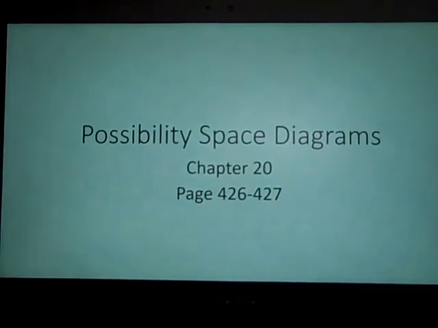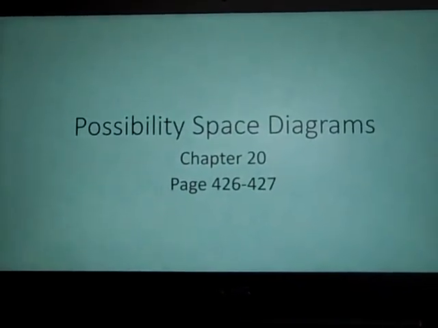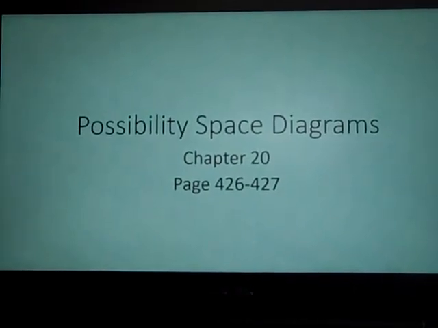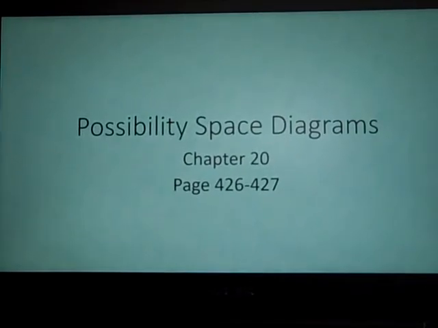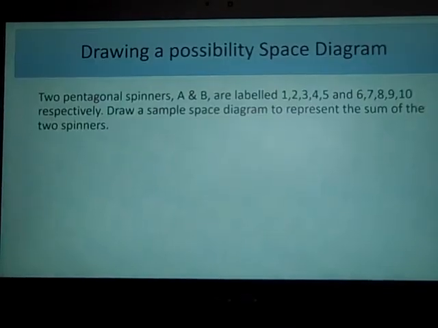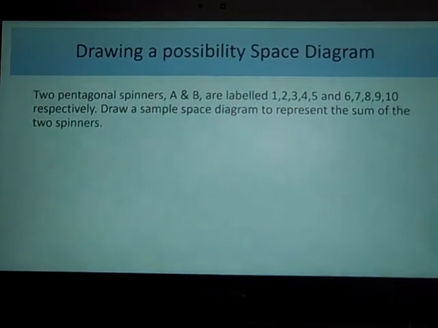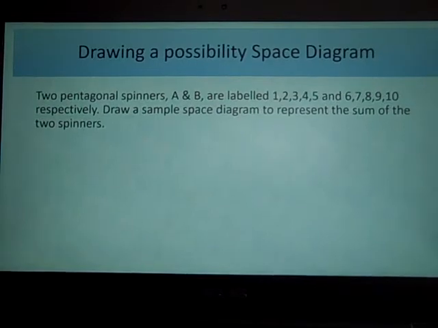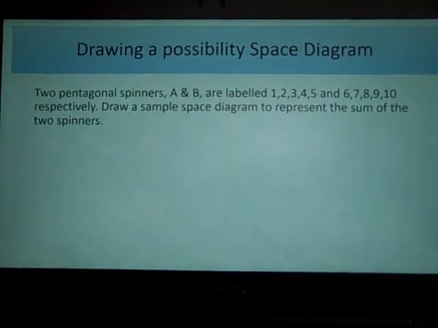Hello there, so today's lesson is going to be on possibility space diagrams. Again, we're in chapter 20, pages 426 to 427. So we're going to look at a couple of examples just outlining how to do things. So, drawing a possibility space diagram, an example coming through.